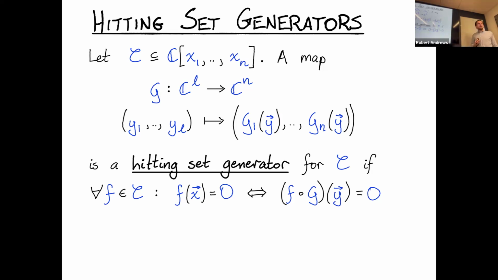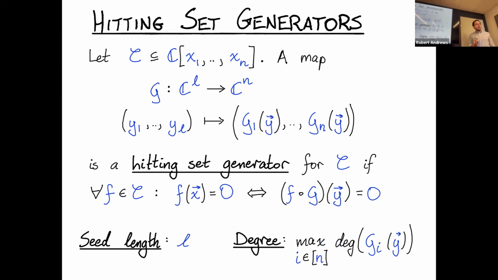Now there are two parameters of this generator that we'll care about. The seed length, which is the number of inputs to the generator. Here it's this L. We'll also care about the degree of the generator, which is the maximum over the degrees of these output functions. And we'll also care about the complexity of actually evaluating the generator: given an input, output one of the coordinates or all of the coordinates of the generator. So those are the different things we'll care about. Now, why does designing one of these generators actually give you an algorithm for PIT?